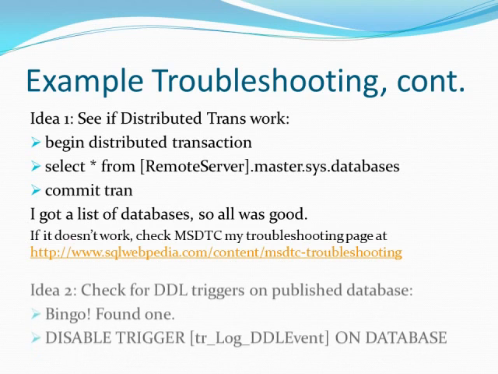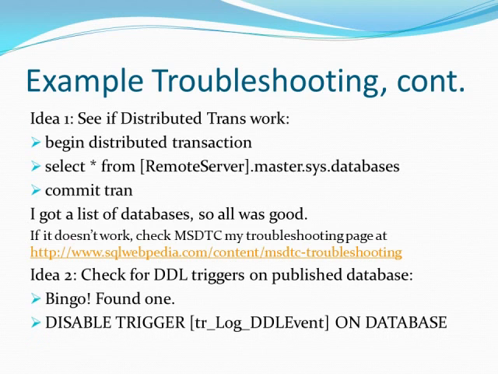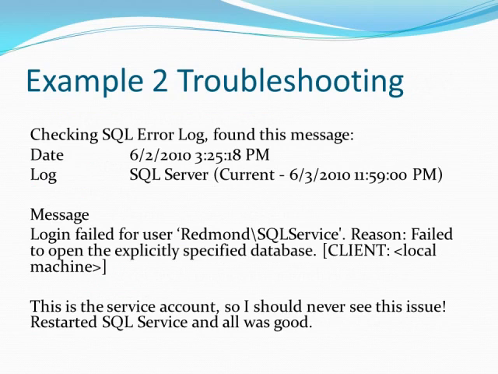So the second idea is check for DDL triggers. It's only because I was searching on Google that somebody figured out that a DDL trigger can cause issues like this. So Google was my friend in this one, and bingo, I found the answer. So I disabled the trigger on the database, applied my snapshot, and then re-enabled the trigger afterwards. Probably not a great design in this trigger code here, but I got around the problem by disabling it and then re-enabling it.